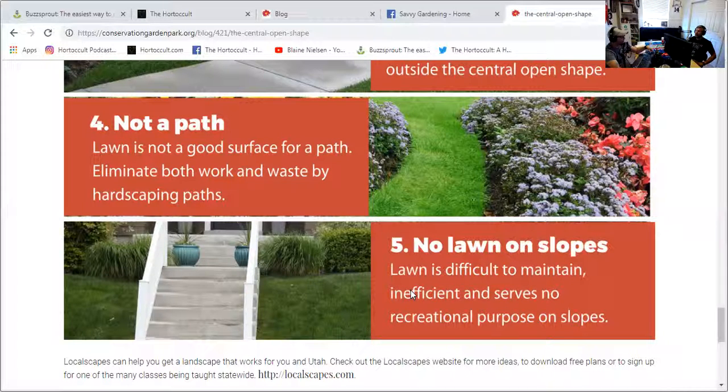There's no real purpose for this other than the only people that are on this grass in this picture are the people mowing it. Yeah, exactly. The mowing would just be a nightmare. And aerating, good night. It serves no recreational purpose. Okay, so that's it. That's great. So those are the 5 rules of lawn.